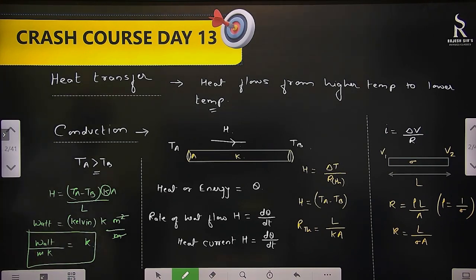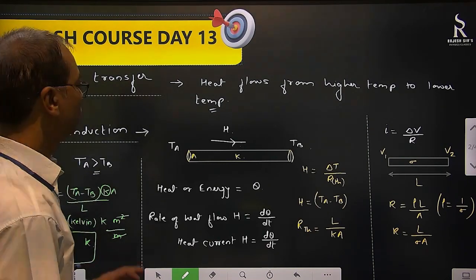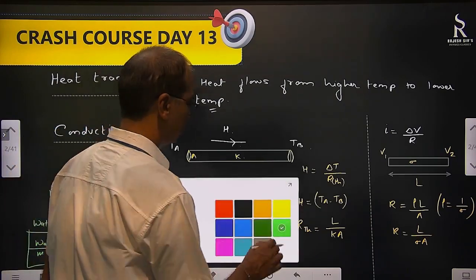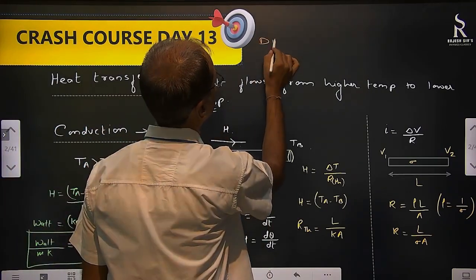Dimensions also we can find. What is watt here? Energy per unit time. So dimensions also we will see, the dimensions of K.